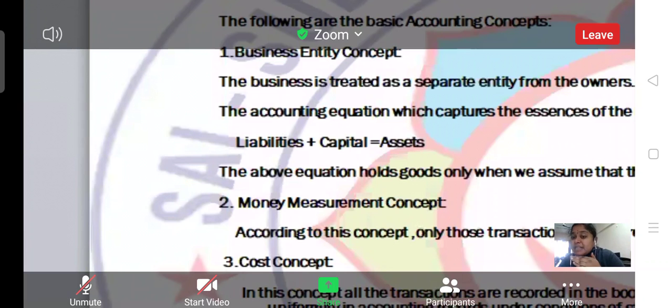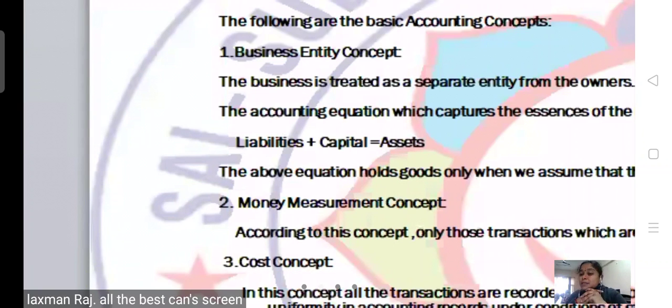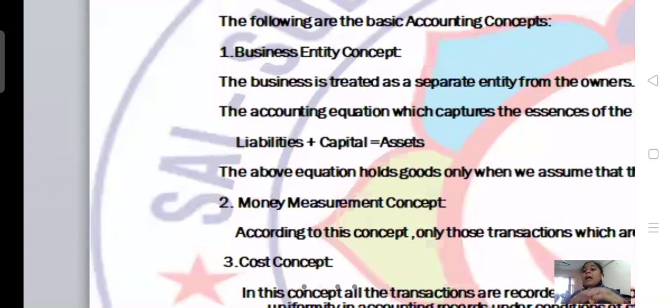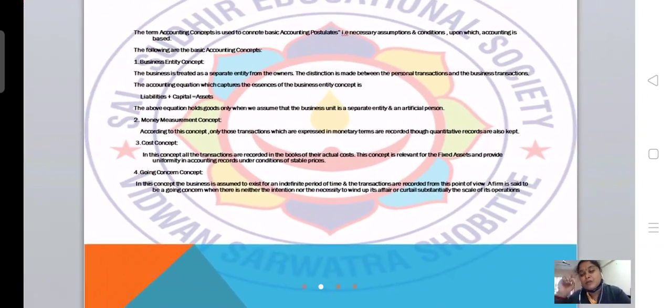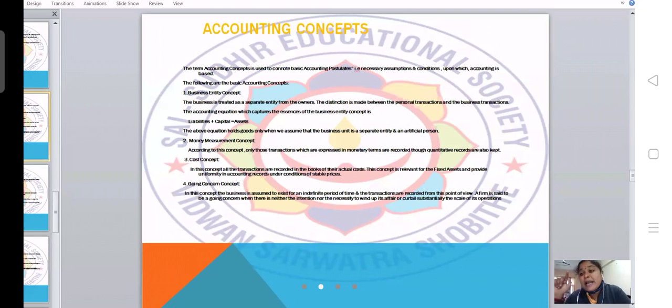And it is separate from the business transactions. There should be a difference, a distinction, between the personal transaction and the business transaction. That is what we call the business entity concept. In the final accounts or the balance sheet, from the capital we will deduct drawings. What does drawings mean? It is what the owner uses for personal use.